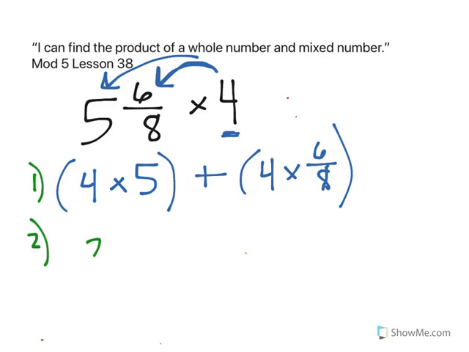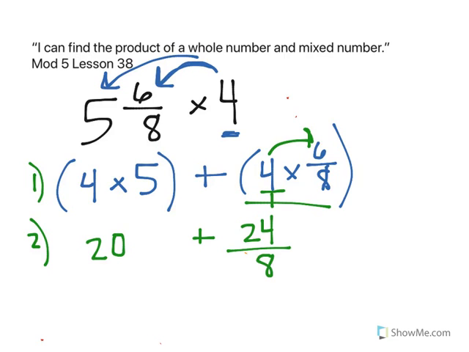So 4 times 5 is 20, plus, now I'm going to do what's inside of this set of parentheses, 4 times 6/8. Remember, you can put this over 1 if that helps you, or if you're able to know, oh, I just multiply by my numerator. 4 times 6 is 24, and then I put that over my denominator, 1 times 8, or just 8. So again, what do you notice here? This is an improper fraction, so I need to change that before I can finish adding.